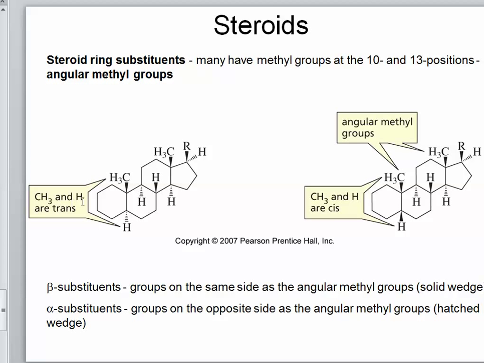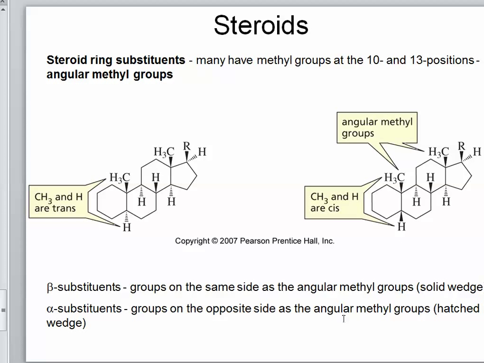So CH3 and H are trans to each other. We see that with solid and dashed wedges. And in this picture, the CH3 and the H's are cis to each other. And we see that with the representation of both of them having a solid wedge. So this is a little bit of insight into steroids.